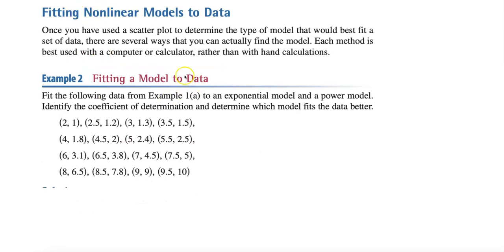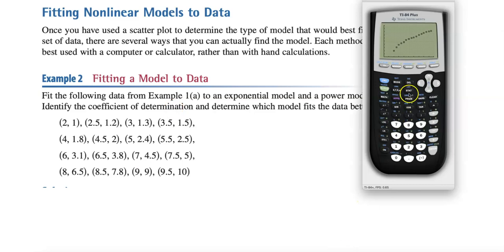So now that we know how to use a scatter plot, next we have to fit a model to that scatter plot. And there's lots of ways you could do it. Sometimes there's different models that could fit better than the other one. So we're going to do an example here. So this right here is the data we just used from the first one. And so we're going to use the first one to come up with a couple models.